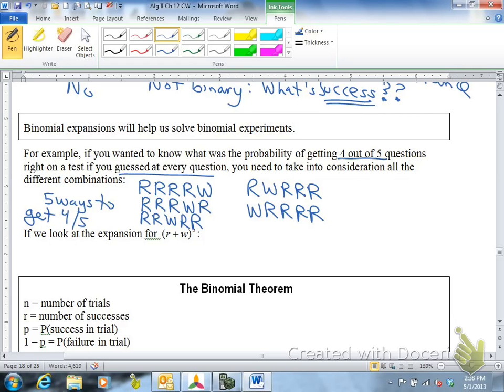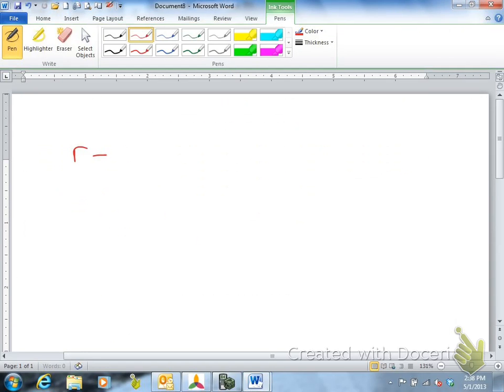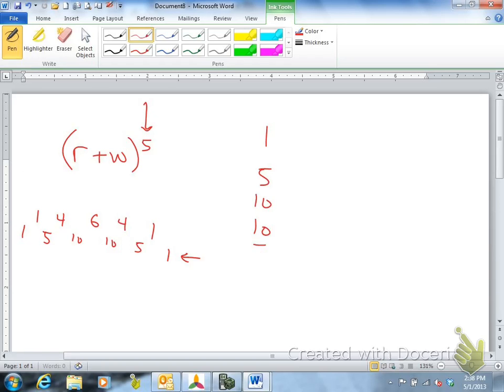I'd like to relate that to something we did in the last chapter, which is a binomial expansion for r plus w to the 5th. So if you think back in the last chapter, if you wanted to do r plus w to the 5th, first we need Pascal's triangle, which the 4th row are these numbers. The 5th row are these numbers. So you want the 5th row. And you use these numbers. So you have 1, 5, 10, 10, 5, 1.